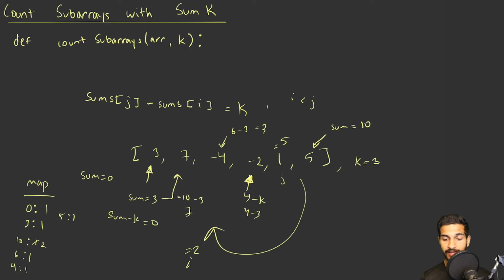We're essentially finding the earlier subarrays that have certain sums, and then we're updating our cumulative sum and looking for the difference with k and seeing if we've seen subarrays previously that have that cumulative sum. And the property we're using is this one right here, sums of j minus sums of i equals k. When we find those, we found a match, and we'll update a count. Let's put this into code.